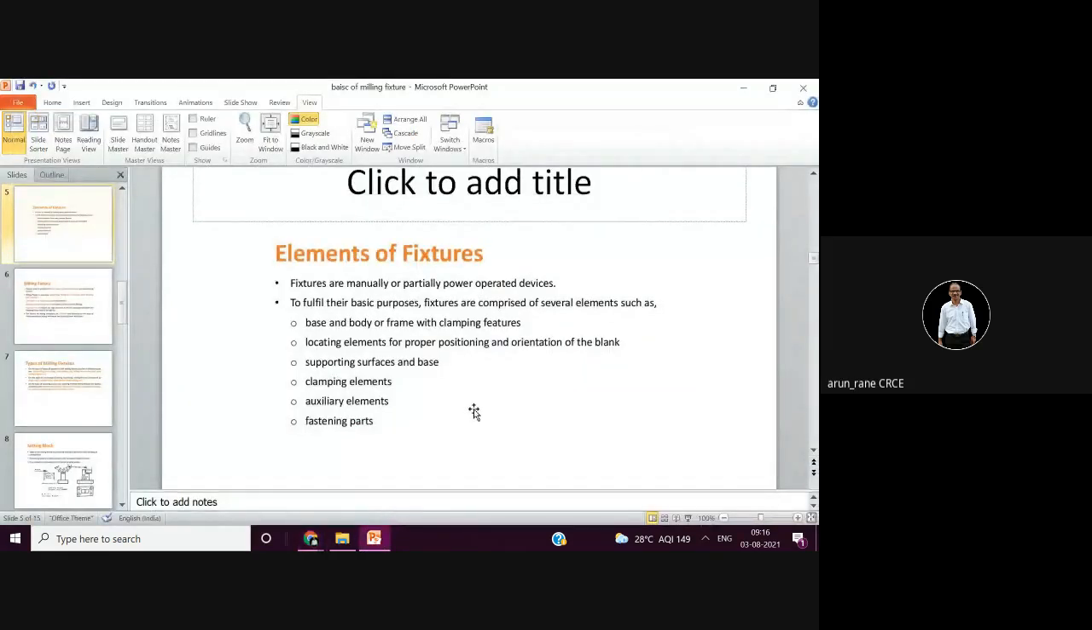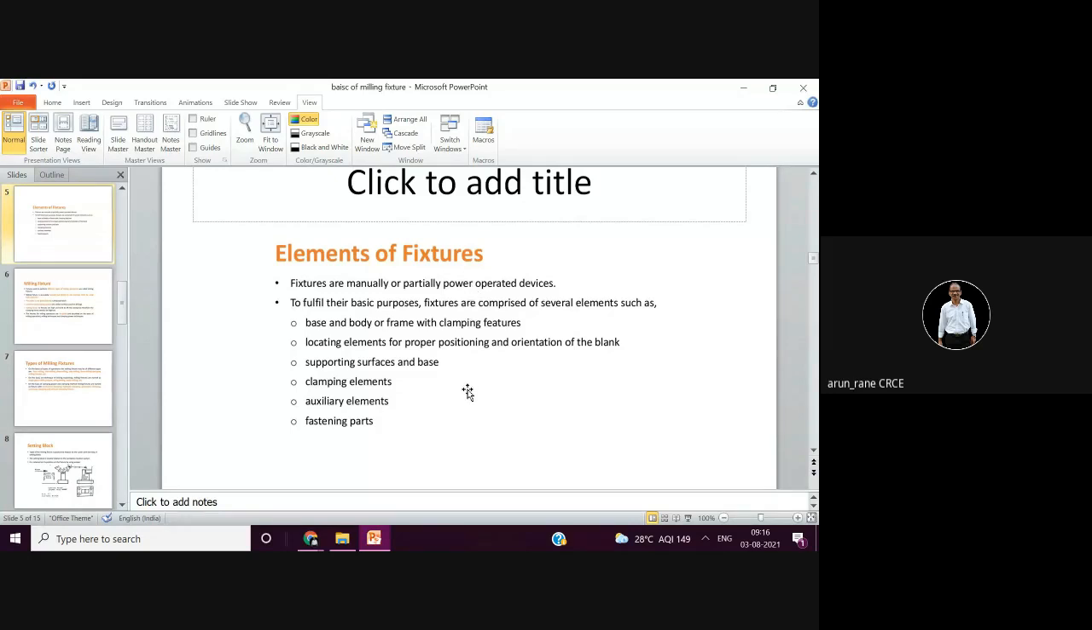So same here, in fixtures also you can have manual, or power operated, or partially power operated. Partially power operated means semi, that is some manual and some power operated. Like, say, loading can be manual and then clamping can be power operated.